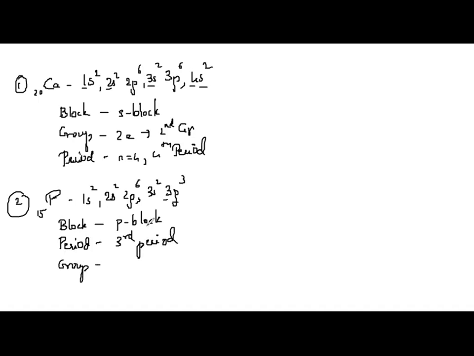Group. So outermost shell is having how many electrons? 5 electrons, and it is belonging to p block. Therefore, 5 plus 10, it belongs to 15th group. That is nitrogen family. That is true.